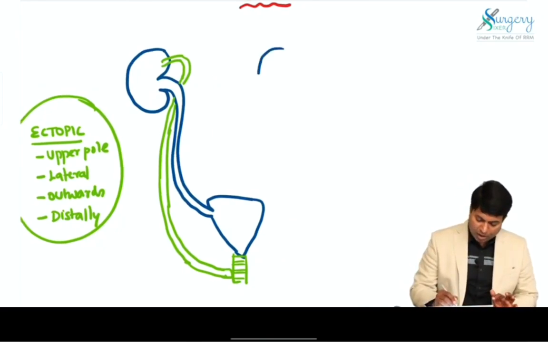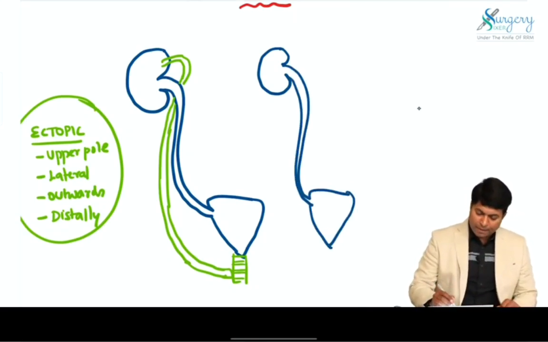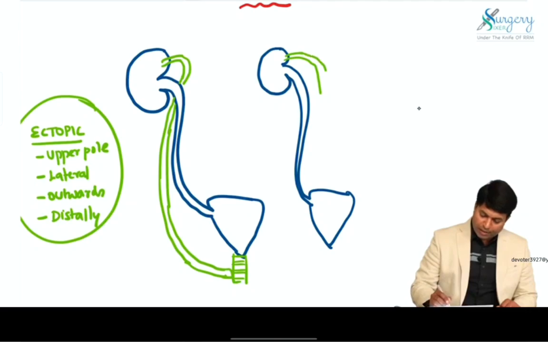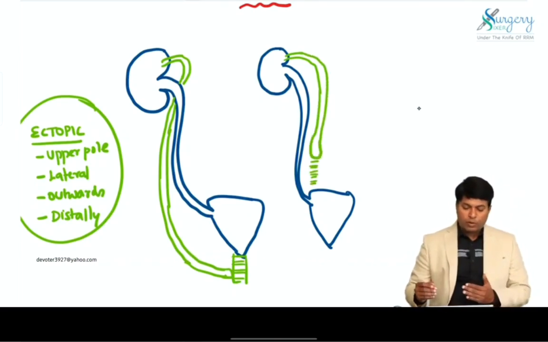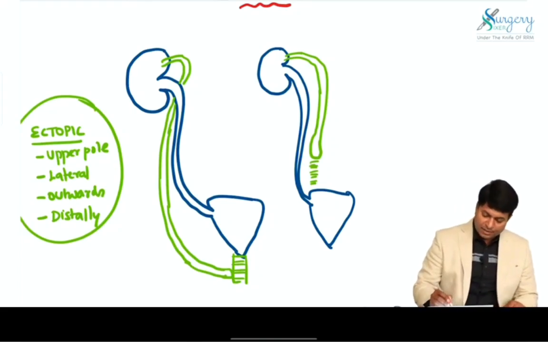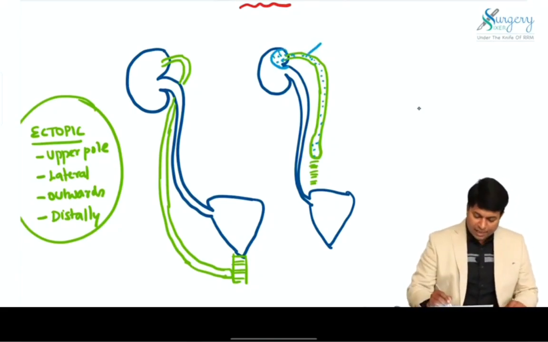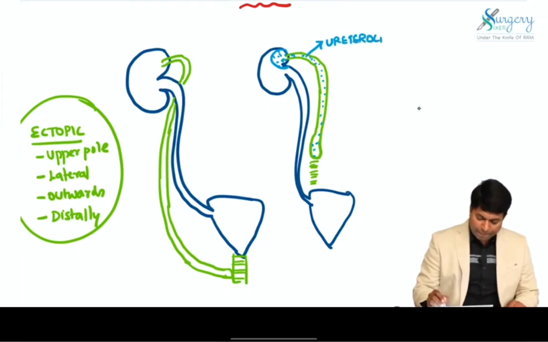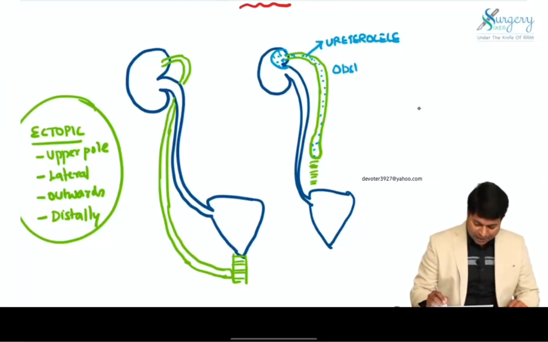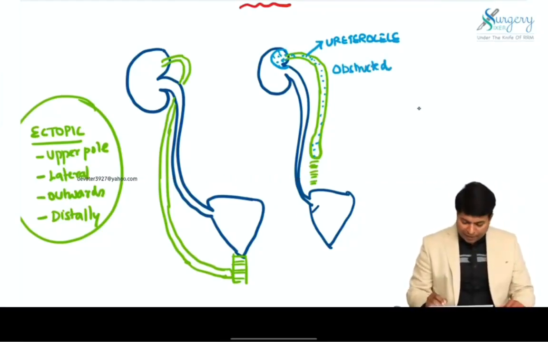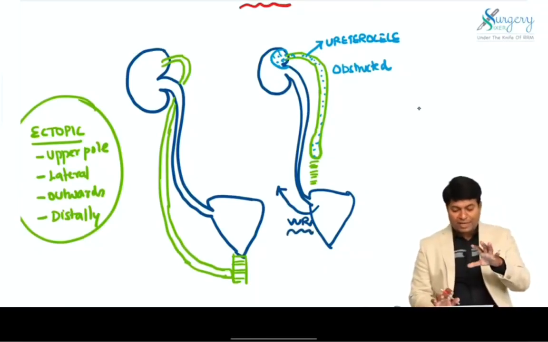Another type of ectopic ureter, let me draw now. An ectopic ureter can present in multiple ways. In this method, the upper pole ureter gets obstructed somewhere like this, and after that, it is not going down. This results in stagnation of urine in the upper pole, and it results in ureterocele. Urine gets collected inside the obstructed upper ureter. And the normal ureter will develop one more problem, that is vesico-ureteric reflux. This is another pathology. So an ectopic ureter can present in different ways.